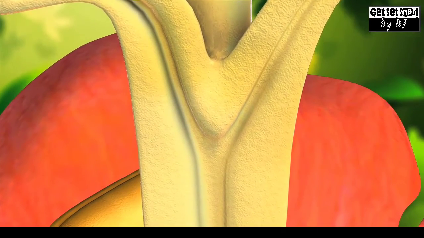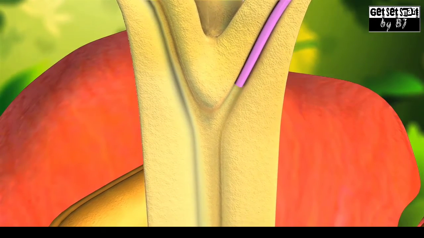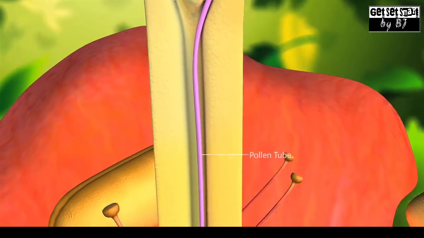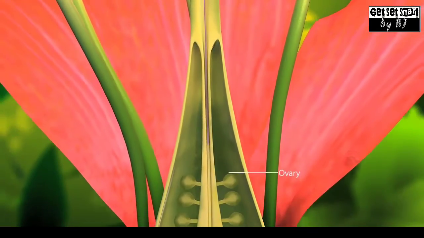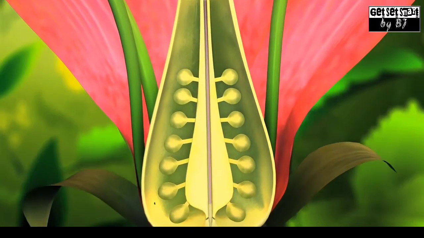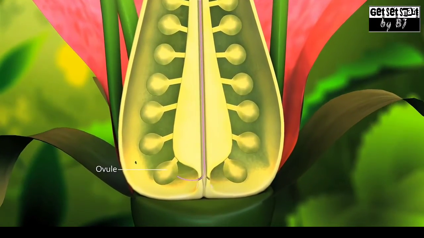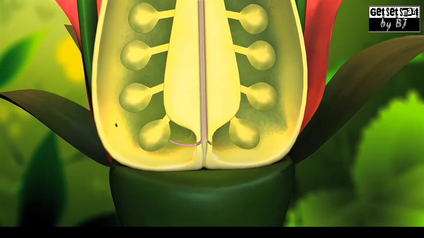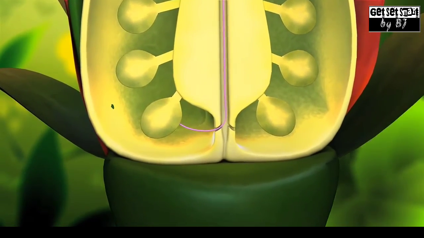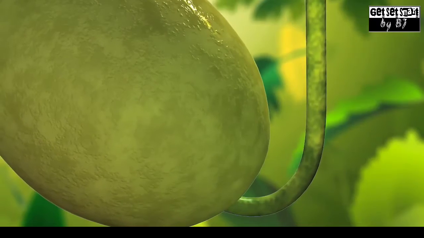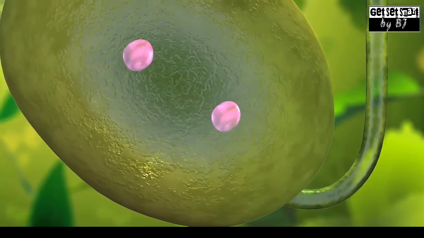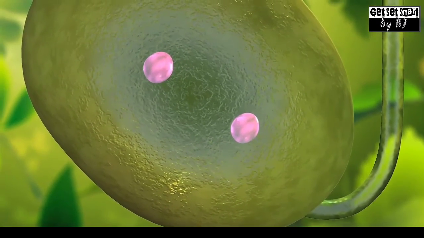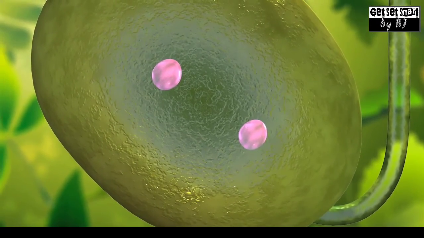After pollination, a thin tube grows from the pollen grains, called the pollen tube. It goes down through the style and reaches the ovary. It grows until it reaches the ovule and enters into it. The pollen tube contains the male gamete. The male gamete moves into the ovule and fuses with the egg to form the zygote. This process of fusion is called fertilization.